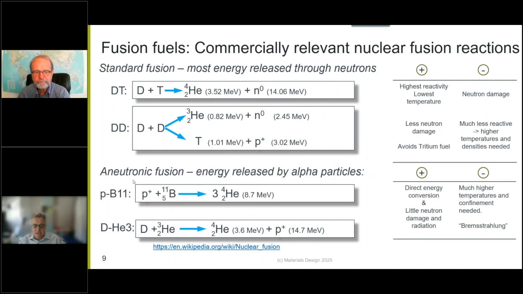One advantage of generating an alpha particle is that in principle it's electrically charged, so you can conceive direct energy conversion rather than needing to slow it down through some materials process. Both of these, PB11 and deuterium helium-3 fusions, happen at much higher temperatures and confinement, so that's one of the downsides of the methodology.